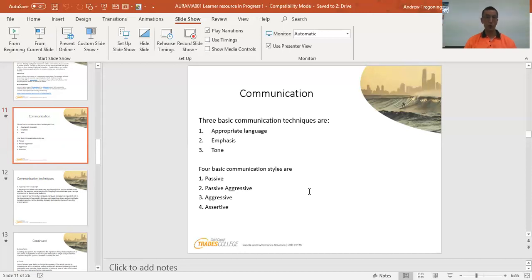So in essence, there's four basic communication styles. They are passive, passive-aggressive, aggressive, and assertive. So as you can see on the screen there, four basic communication styles.